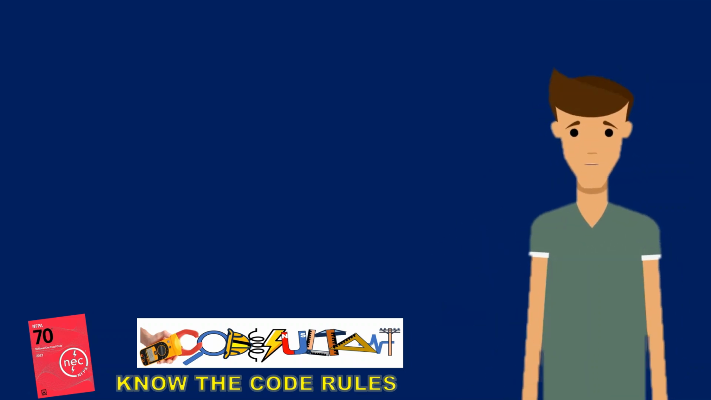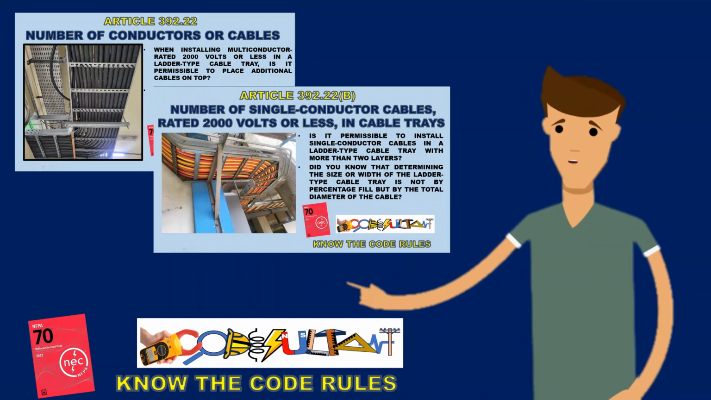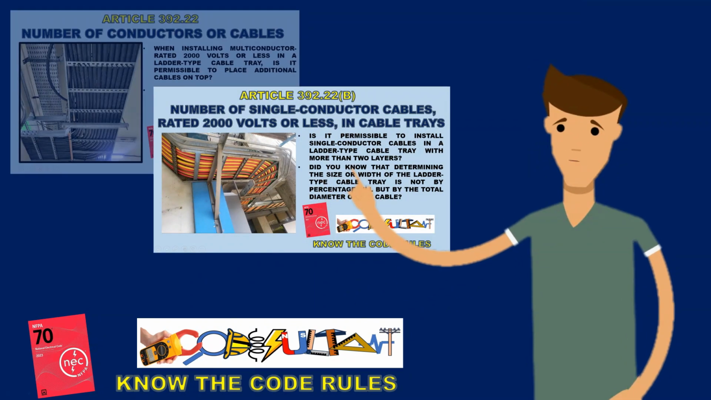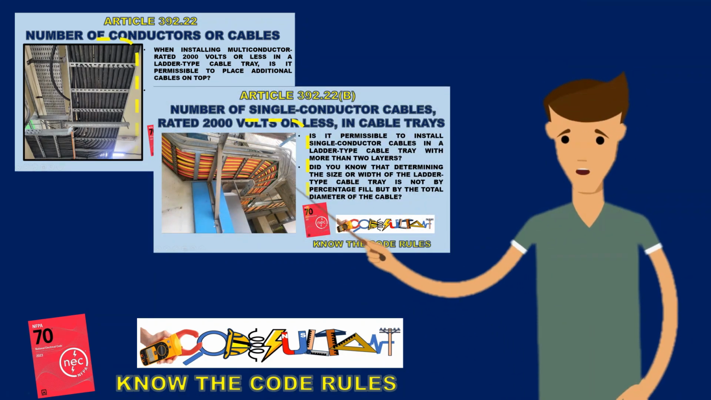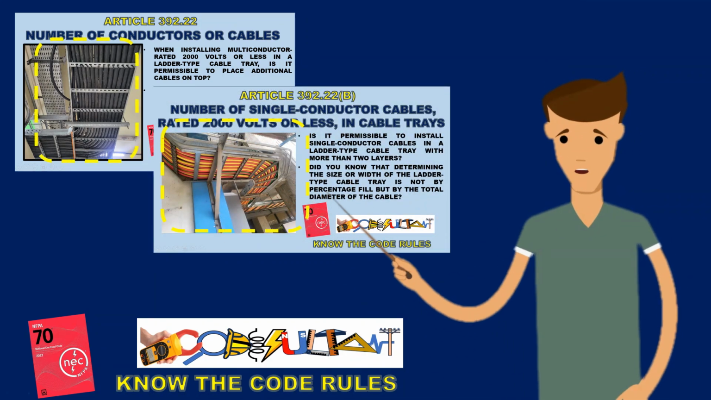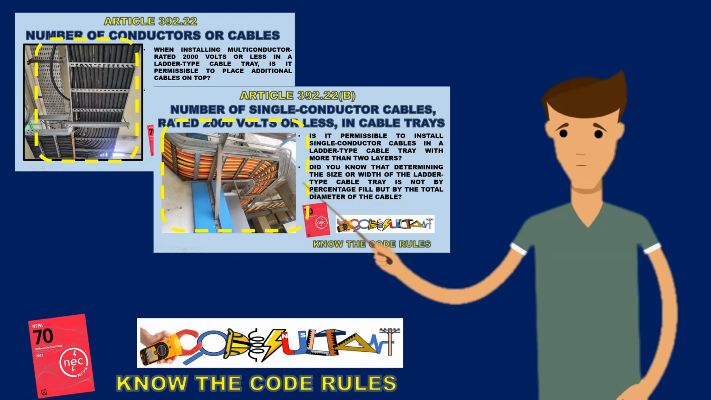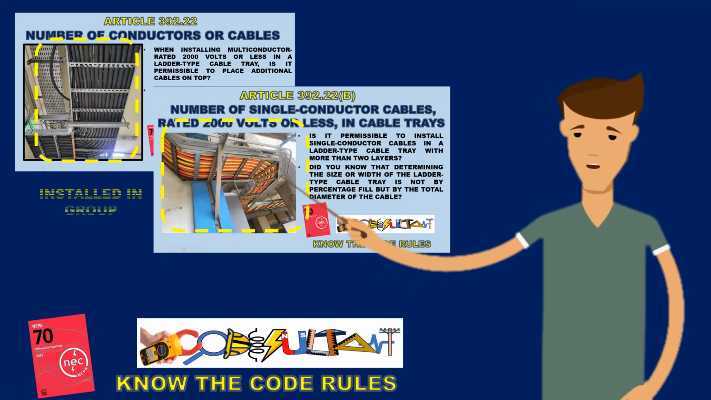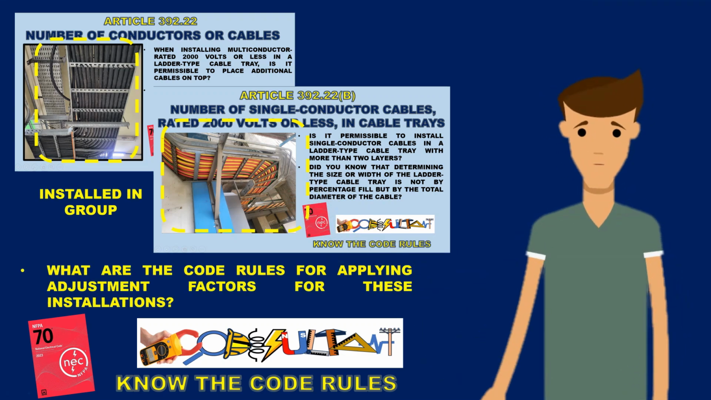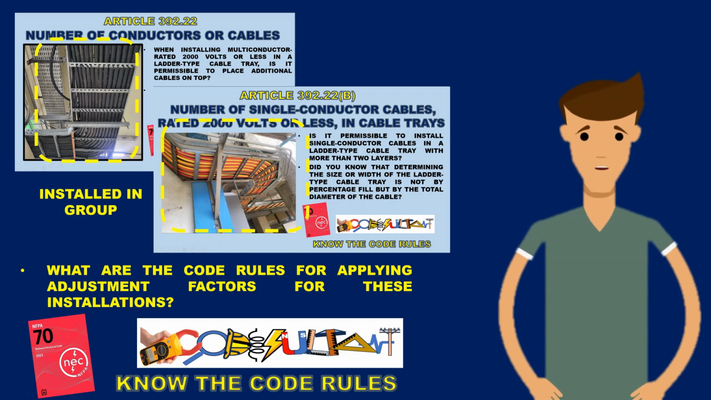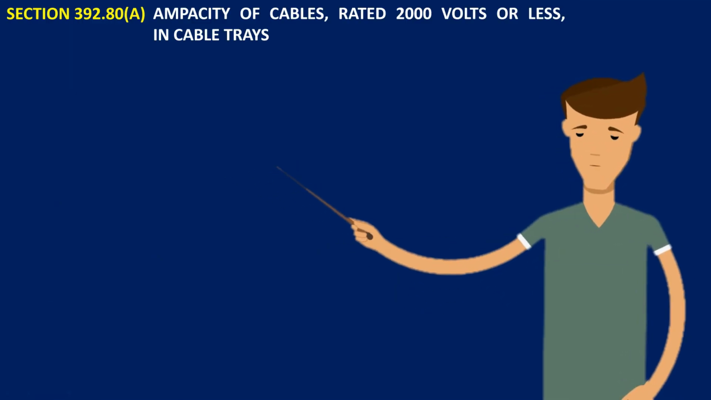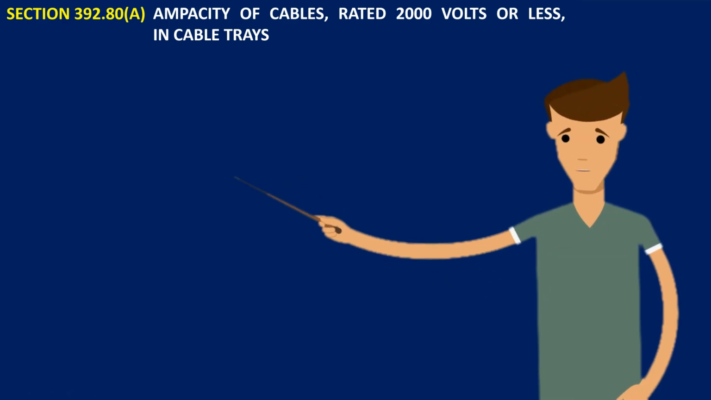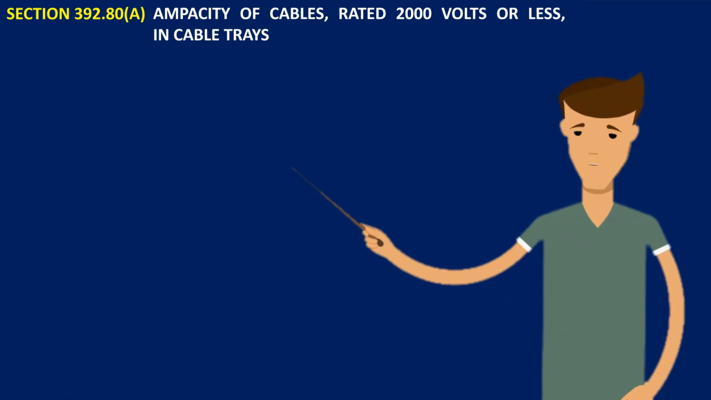Hello everyone, in previous videos, we discussed sections 392.22(A) and (B), which cover the sizing of cable trays for both multiconductor and single conductors rated at 2000 volts or less. Since these conductors are typically installed in groups in one cable tray, what are the code rules for applying adjustment factors? Section 392.80(A) covers the ampacity of cables rated 2000 volts or less in cable trays.